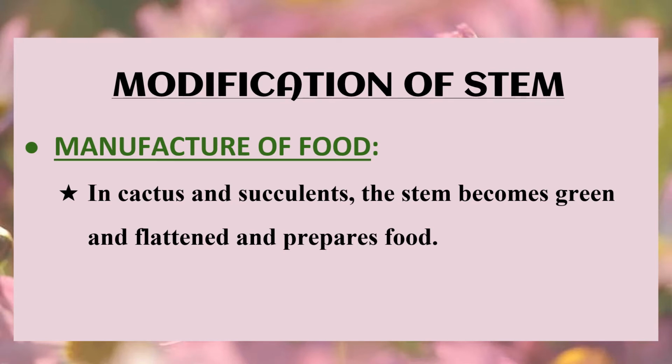Manufacture of food. The green stem of annual plants synthesizes food by photosynthesis. In cactus and succulents, the stem becomes green and flattened and makes food by the process called photosynthesis. Students, as we all know, cactus and succulents grow in desert, they need very little water to grow. To prevent loss of water, their leaves are modified into spines. Therefore, the stem becomes green and takes on the function of leaves.